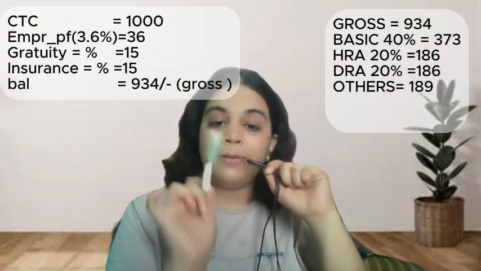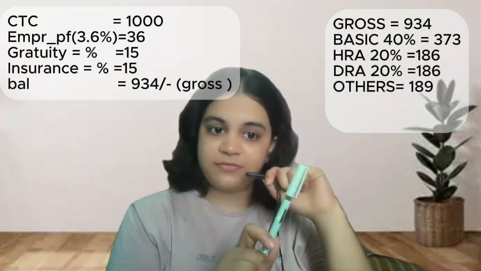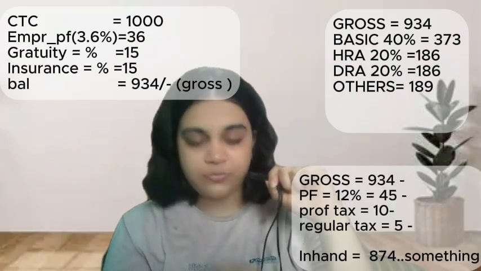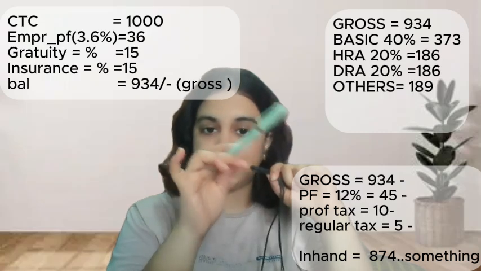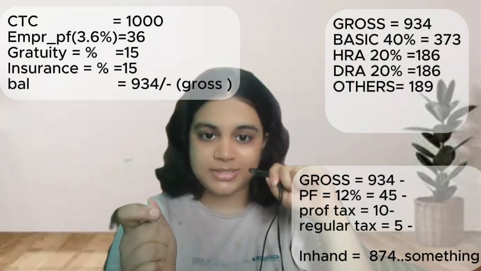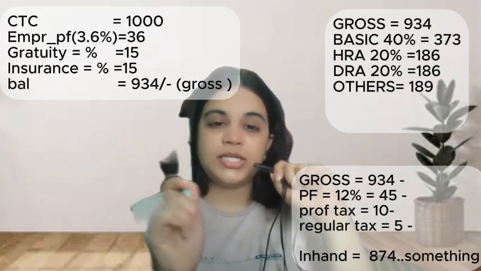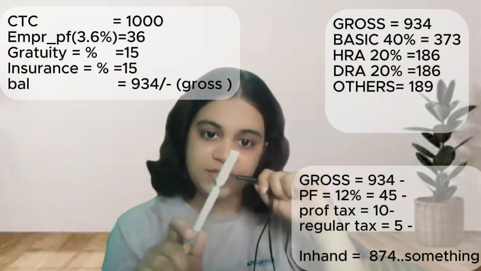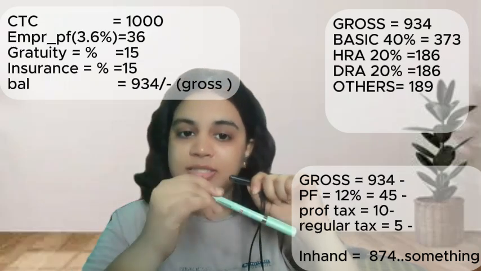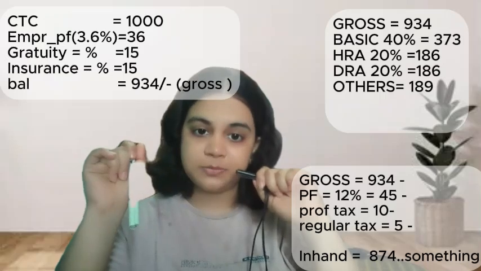Now, employee deductions. You'll pay a professional tax, and then you'll have to pay PF. There's a third one, which is the regular tax. Okay, regular tax, professional tax, and PF. So you're allocating some 12% of your basic salary towards PF. 12% of this amount will be 45, and then you're giving 10 rupees normal tax, and 5 rupees will be your professional tax. Now, if you deduct these three amounts from your gross salary, that will be your in-hand salary.